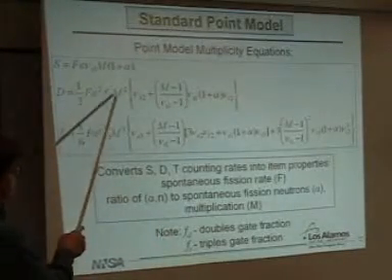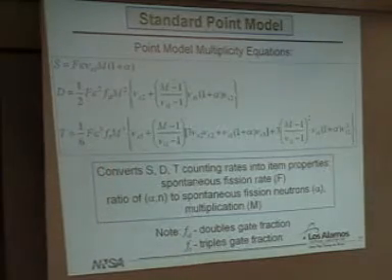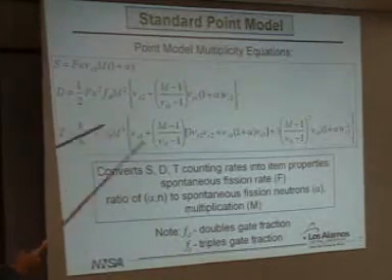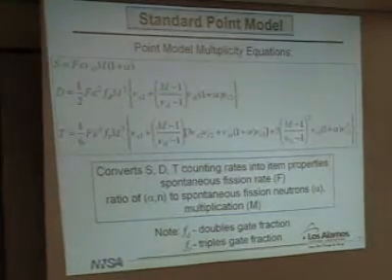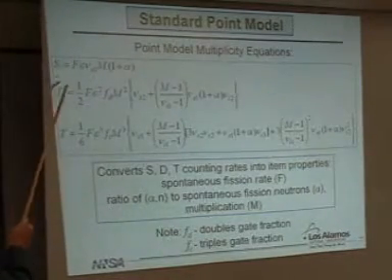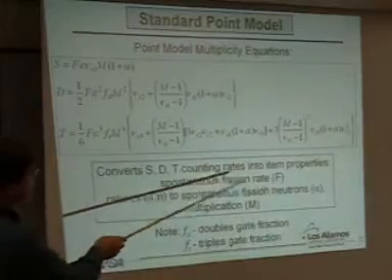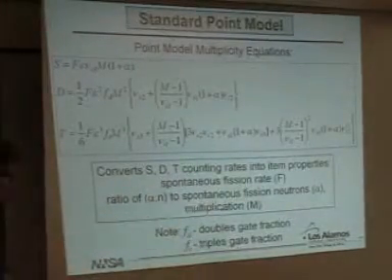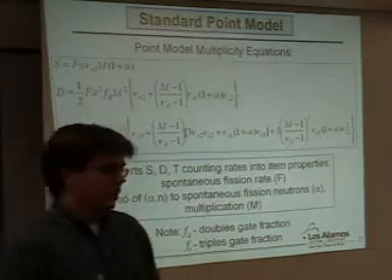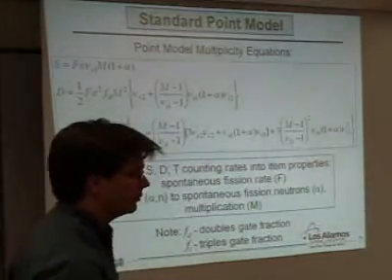And I don't see a way that Bonnell introduces these at all. But for convenience, I've just introduced them so that everybody familiar with the standard point model can see them in their place. What does this do? Again, this converts singles, doubles, triples into the spontaneous fission rate of your sample, the ratio of alpha n to spontaneous fission neutrons, and the multiplication of the sample. In other words, a way to describe the sample.